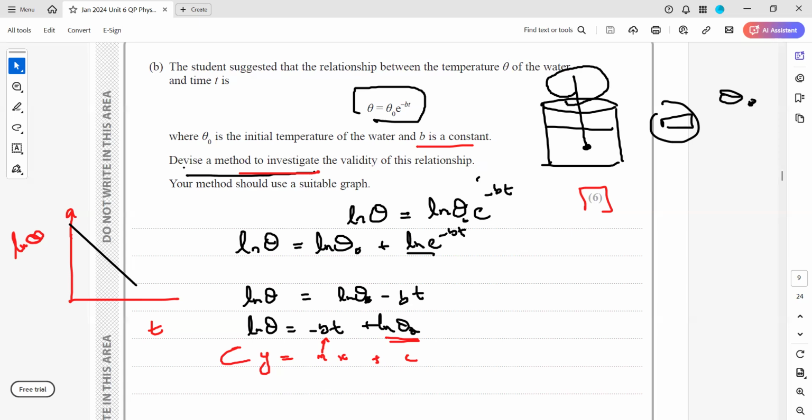And because we want to check the validity of this equation, it should be a straight line with a constant negative gradient. Is it clear, this part? Any doubt in this?